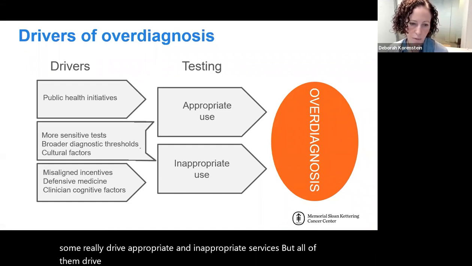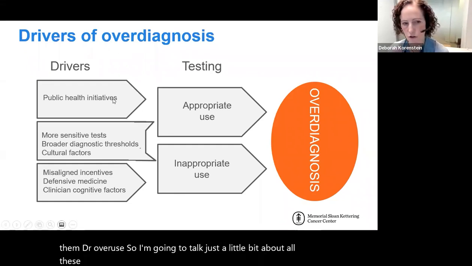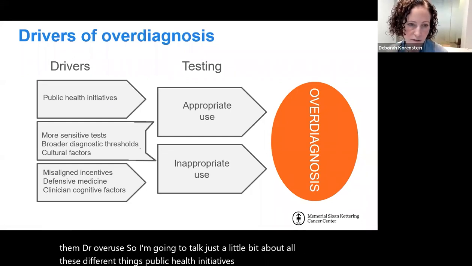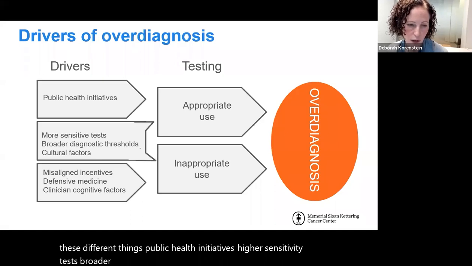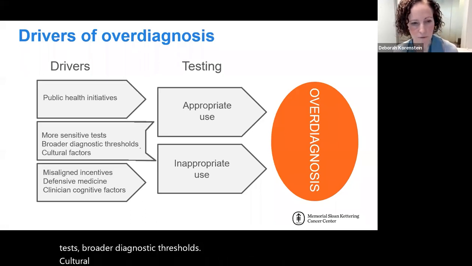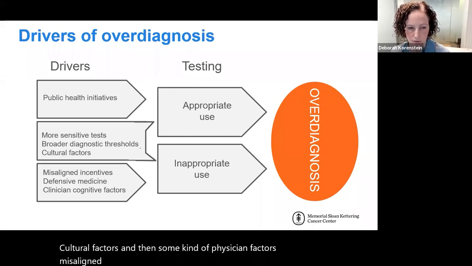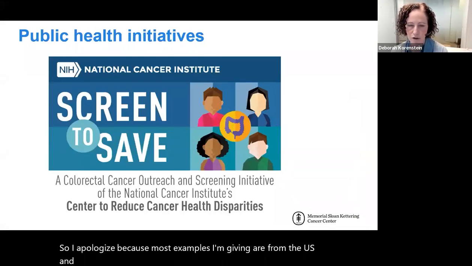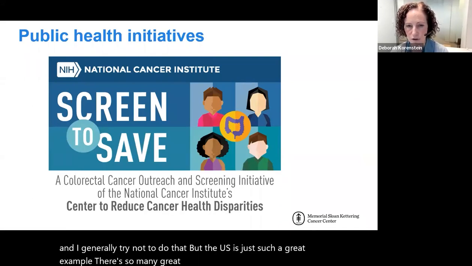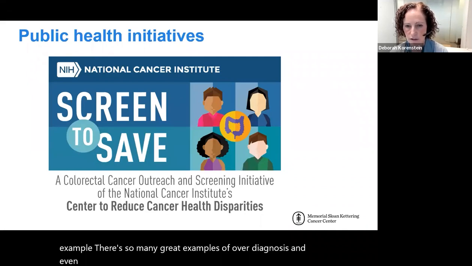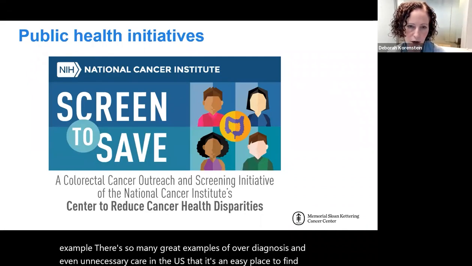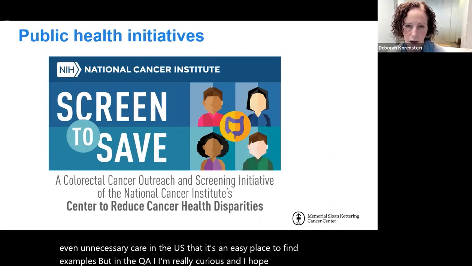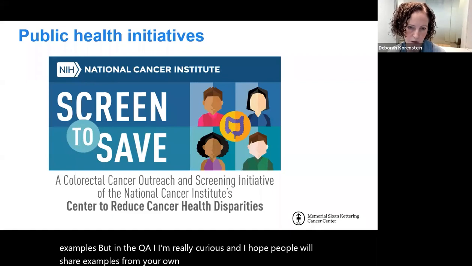So I'm going to talk just a little bit about all these different things: public health initiatives, higher sensitivity tests, broader diagnostic thresholds, cultural factors, and then some physician factors like misaligned incentives, defensive medicine, and cognitive factors. I apologize because most examples I'm giving are from the US, and I generally try not to do that, but the US is just such a great example. There are so many great examples of overdiagnosis and even unnecessary care in the US that it's an easy place to find examples. But in the Q&A, I'm really curious, and I hope people will share examples from your own countries about how some of these things play out.